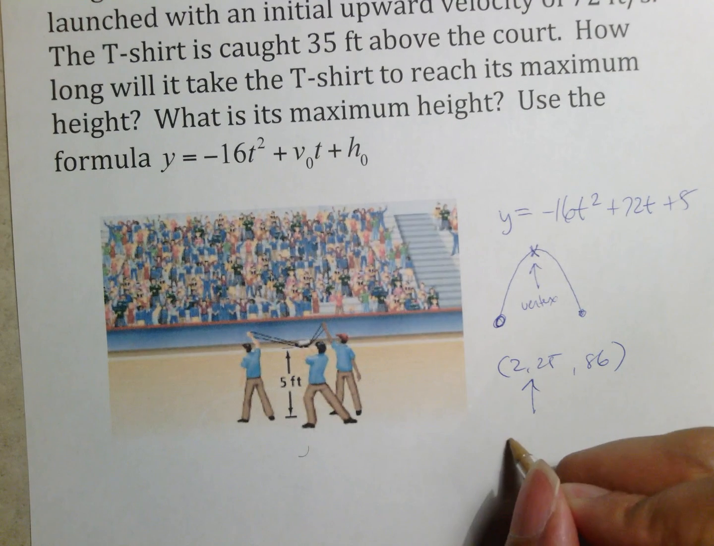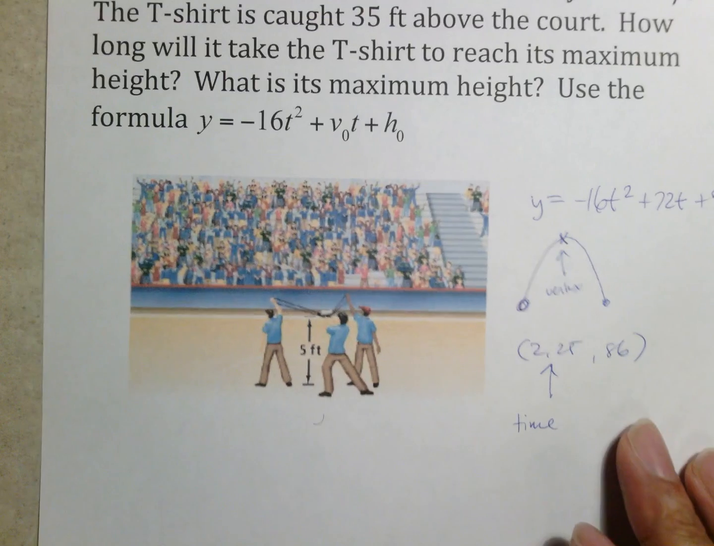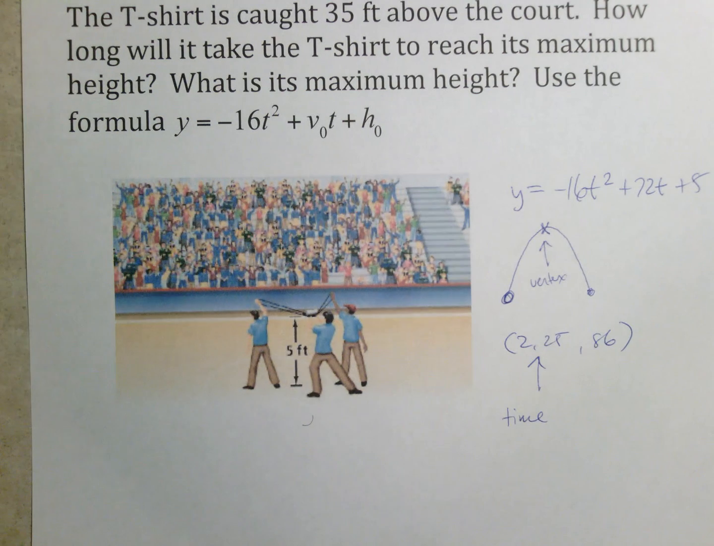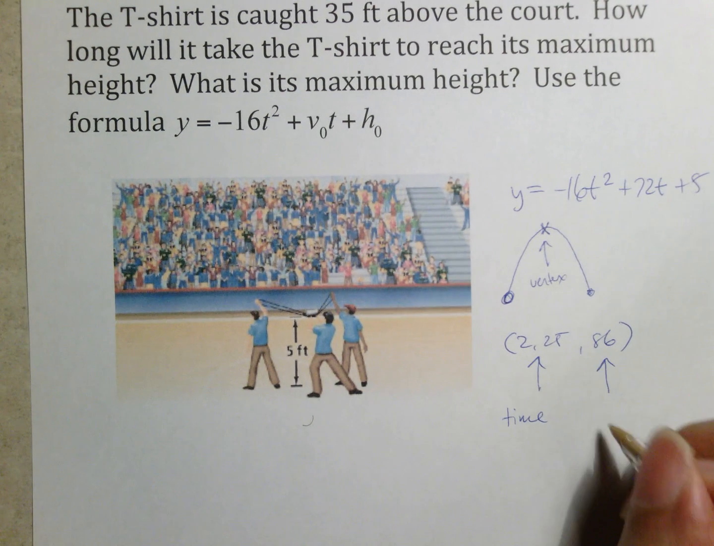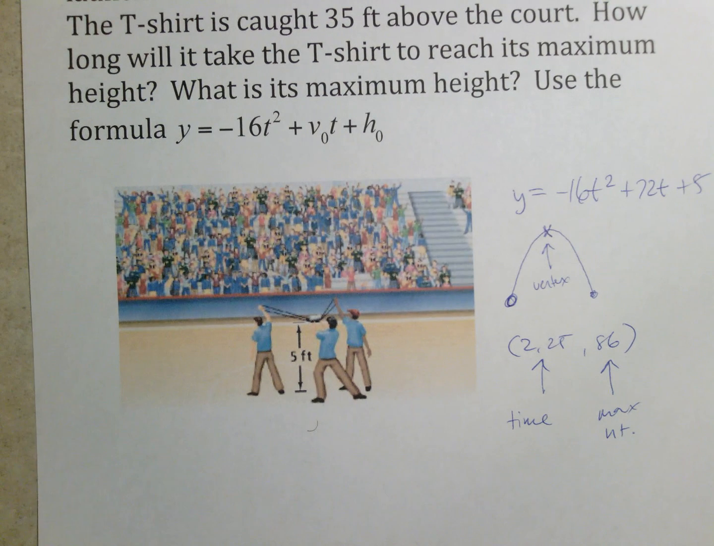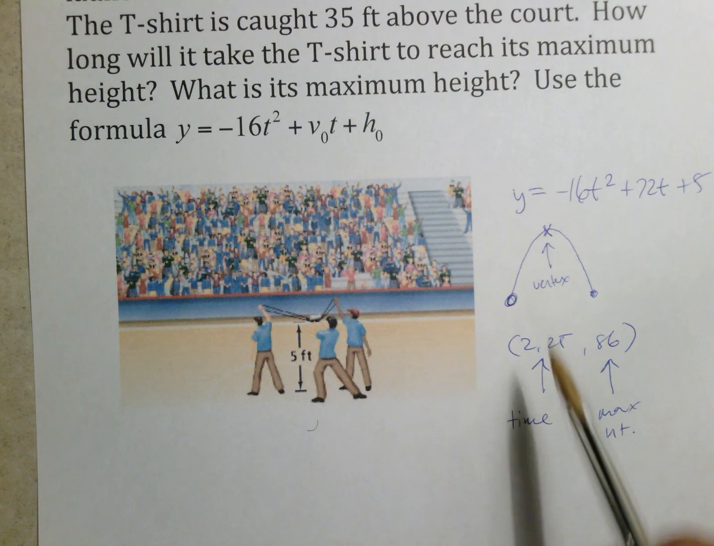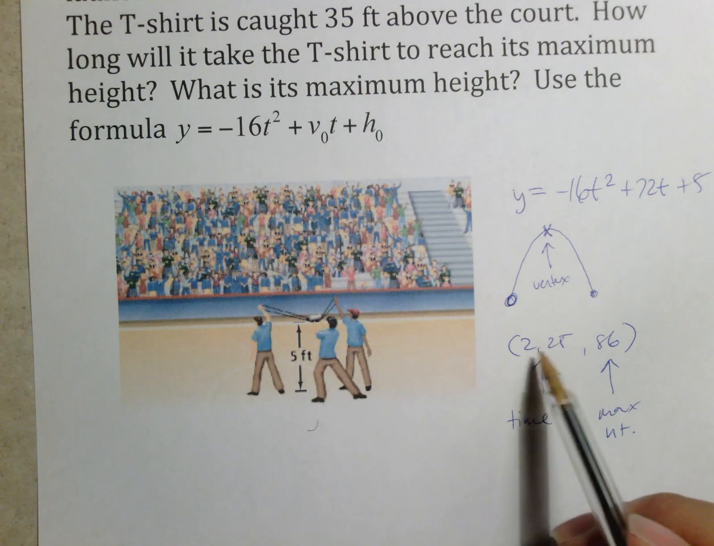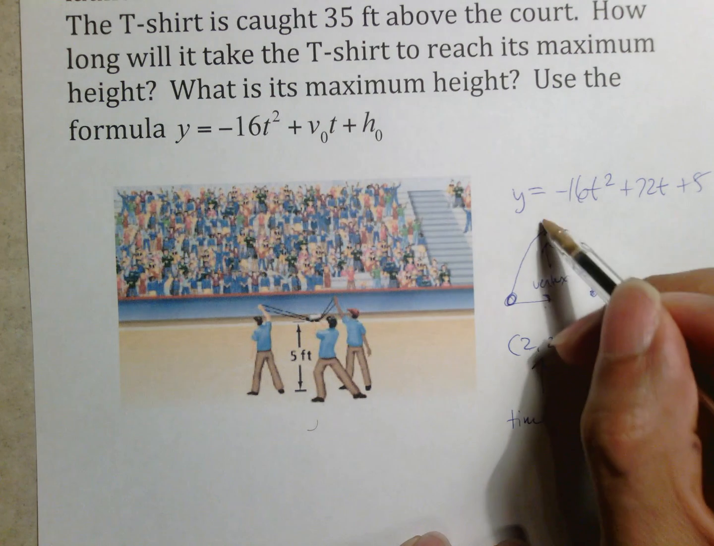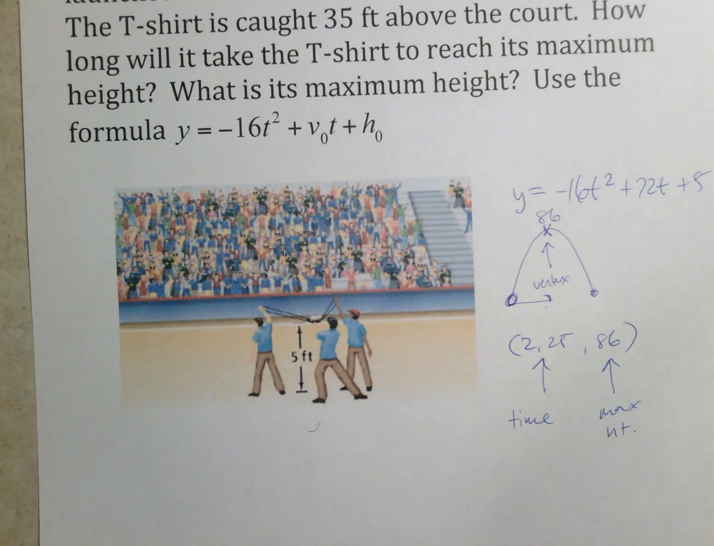This answer here represents time, which means that it takes 2.25 seconds to get to its maximum height, and this means that this is the max height, that it's actually going to go up 86 feet. So again, that's the two answers you're going to use whenever you have that. The x, which was actually t, represents the amount of time it took, because it took about 2 seconds to get over here, and after 2 seconds it was 86 feet in the air, which is why that's the max height.